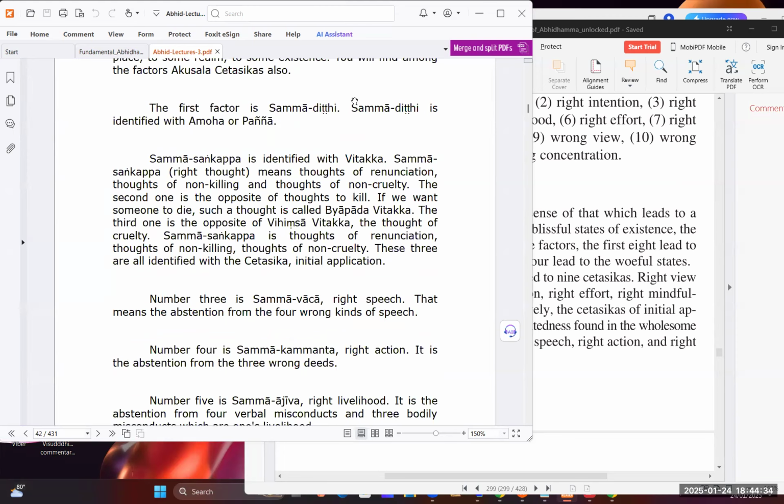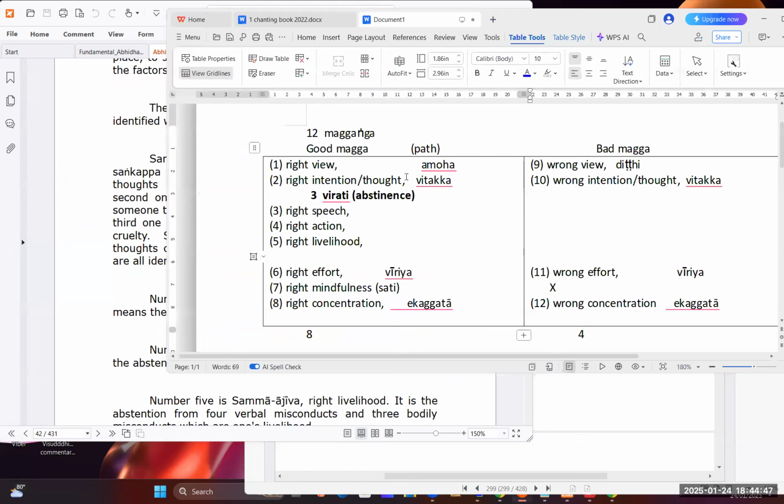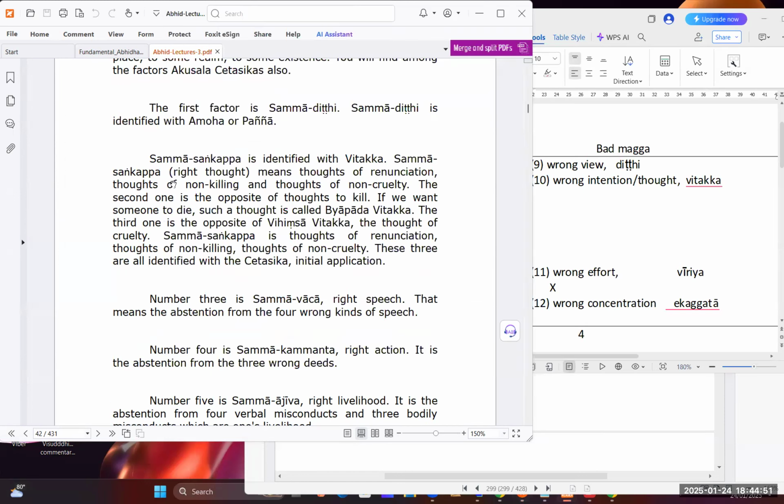Okay, the first one is samadhi. Samadhi is identified with amoha or panya. Sama sankappa is identified with vitaka. So you have this sama sankappa means vitaka. Sama sankappa, right thought, means thoughts of renunciation, thoughts of non-killing, and thoughts of non-cruelty.